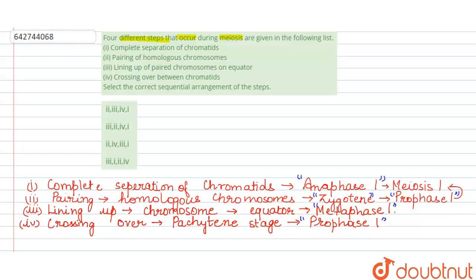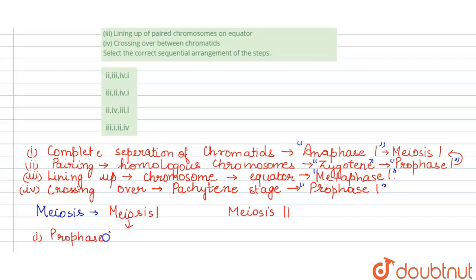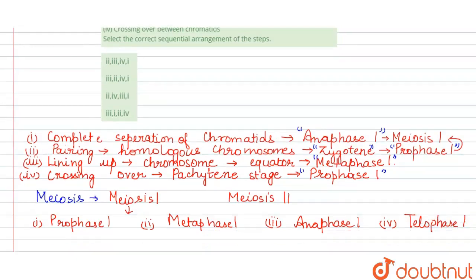Now when we talk about the sequence of events in meiosis, we'll have it here. Meiosis consists of two parts, two cycles: the meiosis one and the second is meiosis two. Meiosis one further contains, the first is the prophase one, then the metaphase one, then the anaphase one, and the fourth one is the telophase 1. So these are the steps.